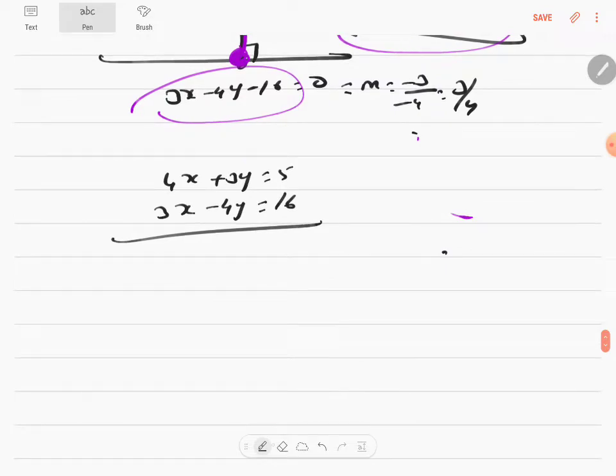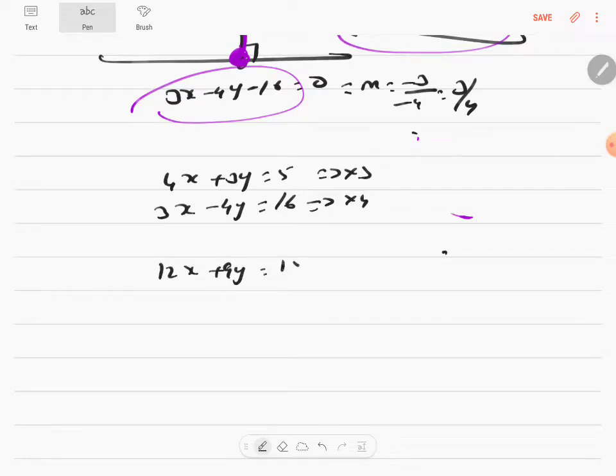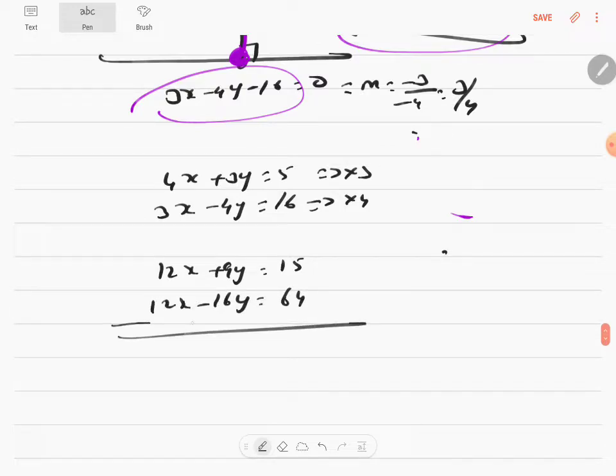So you multiply this entire equation with 3 and this entire equation with 4. So 4 3s are 12x plus 3 3s are 9y is equal to 5 3s are 15. And 4 3s are 12x minus 4 4s are 16y is equal to 16 4s are 64. The 12x terms cancel. 25y is equal to, what is 64 minus 15? 49. So y therefore is 49 by 25.